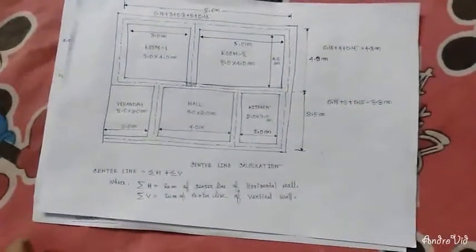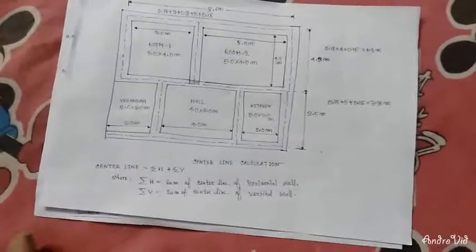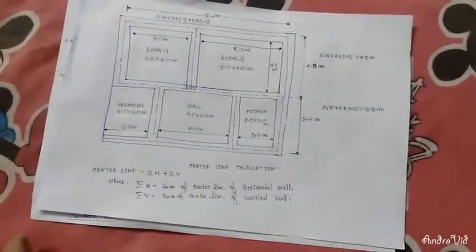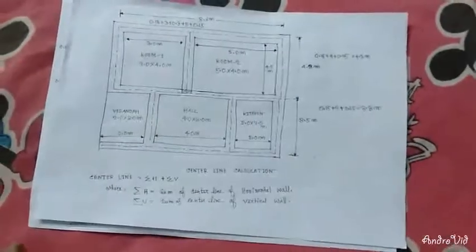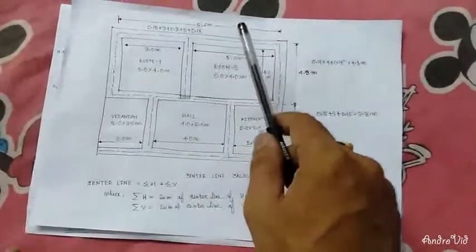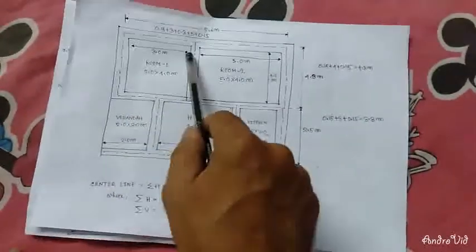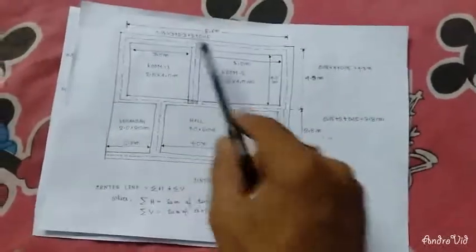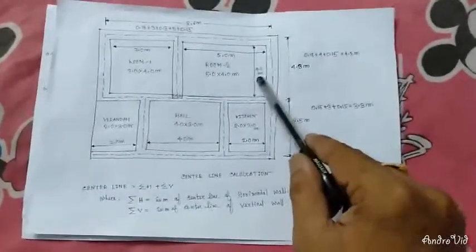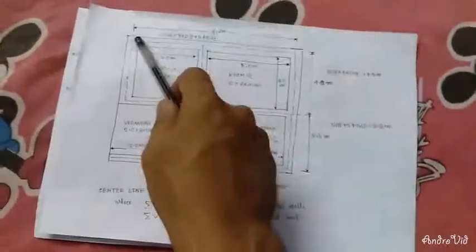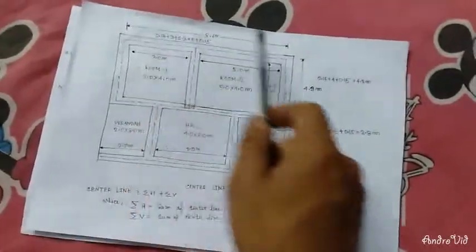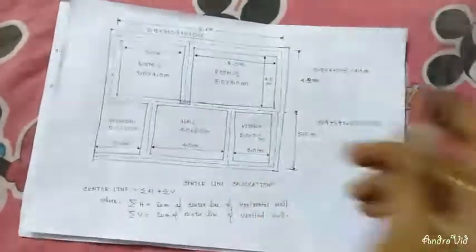So in our plan, this and this are the horizontal walls, and the length of the horizontal walls will be the same. So first we have to find out the length of the center line of this horizontal wall. For this room, the dimension is given. Horizontal wall in-to-in dimension is 3 meter, and vertical wall in-to-in dimension is 4 meter. So we have to determine the length from here to here. This is the length of our center line for this particular horizontal wall.